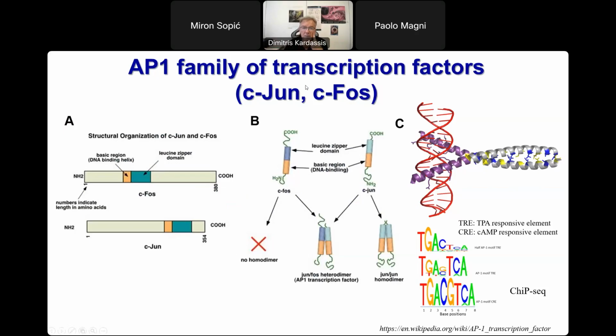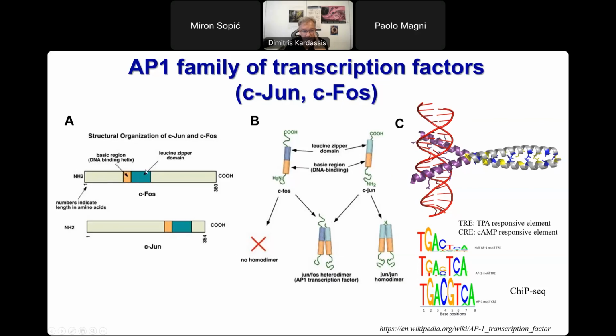It's a large family. Two of the most, let's say, famous members are c-Jun and c-Fos. So this is the structural organization of a typical AP1 protein. This is c-Fos and this is c-Jun. So we have the DNA binding domain, which consists of basic amino acids. It's a DNA binding helix, which is shown here in purple. So this is the DNA binding domain.